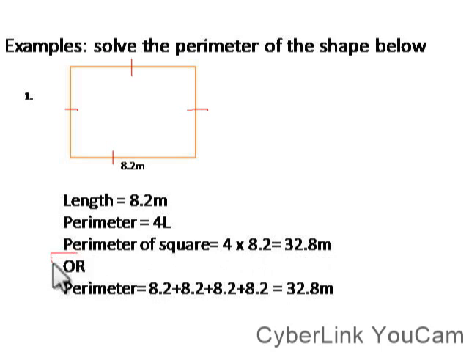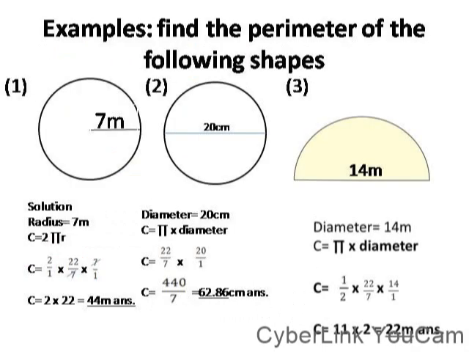Remember, we already said that the perimeter of a given shape is the distance around that shape. Meaning that as we have 8.2 here, this side is also 8.2, this side is also 8.2, this side is also 8.2, because all sides of a square are equal. Then adding the distance around this shape gives us the perimeter of this particular square. Meaning that we now have it as 8.2 plus 8.2 plus 8.2 plus 8.2. That gives us the same answer as 32.8 meters. Now let's move to the next one.